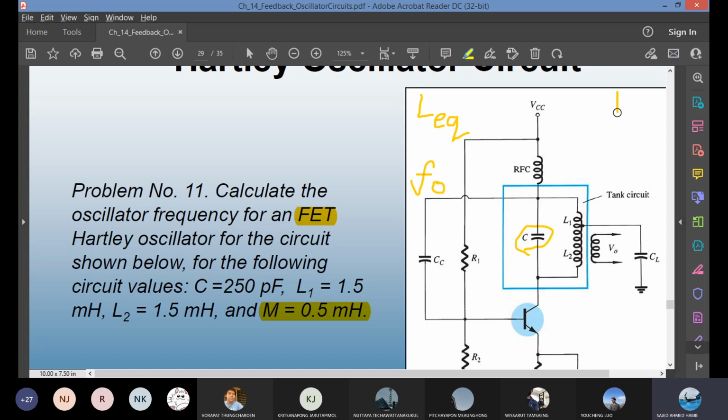What is the formula for frequency? It's this. I am writing it so that you don't have to go back and forth between slides. 1 over 2 pi times the square root of L and C, where L is the equivalent L. I'll wait for your calculation to take place. The first person is finding the equivalent inductance, and Kritsanapong, you will be calculating the final answer for the oscillator frequency.